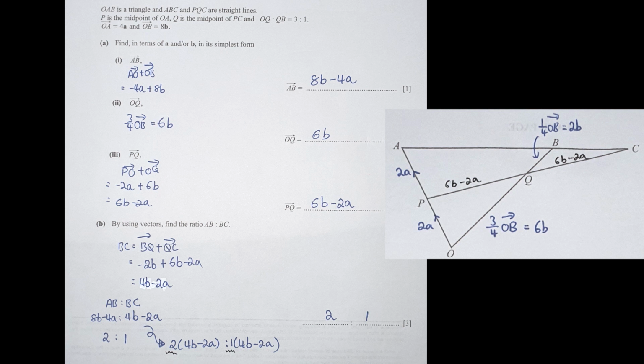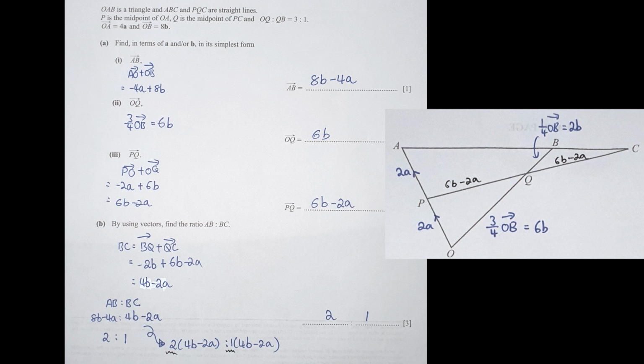Part A number 1, AB is actually AO plus OB, that goes by -4a plus 8b. Why is it negative? Because the result that we have is actually for OA. So whenever we switch direction, we are required to add a negative to it.